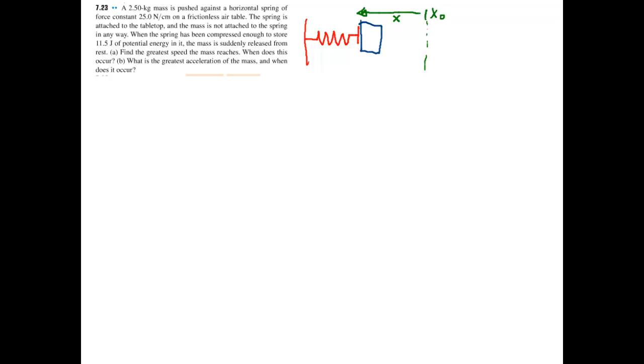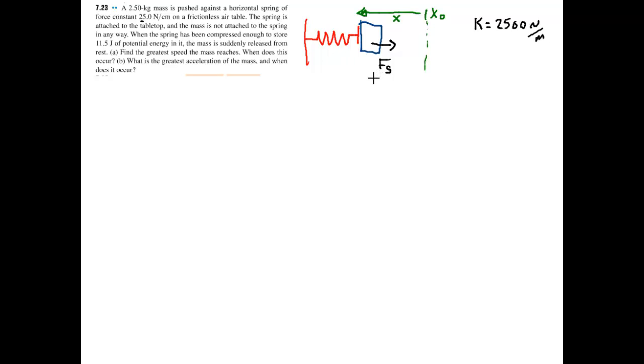So what the spring is doing is it is applying a force to this mass. It's going to be the force of the spring. What else do I know about this problem here? I know that the spring has some constant of 25 newtons per centimeter. Being very careful, I'm going to write my spring constant to be 2500 newtons per meter. I always have to work everything in meters, kilograms, newtons, and seconds.